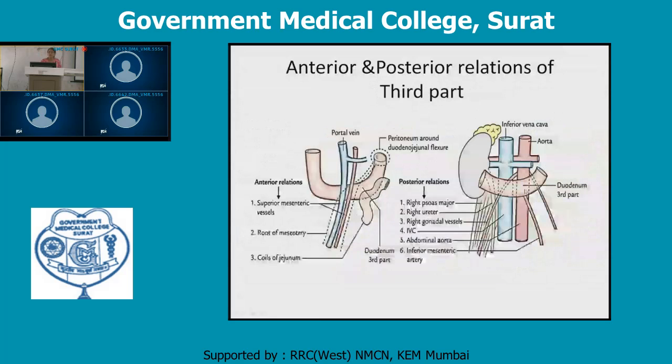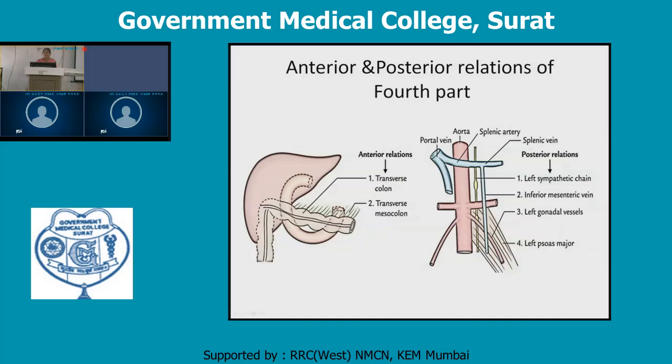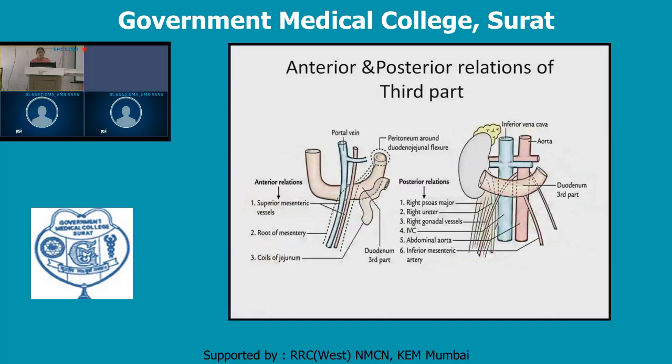Now third part of the duodenum, which is transversely running part, you can see anterior relations are the superior mesenteric vessels, superior mesenteric artery and superior mesenteric vein, which are the blood vessels of the midgut. Then you can see they are embedded in the root of mesentery. The uppermost end of the root of mesentery is covering the duodenojejunal flexure to make it mobile.